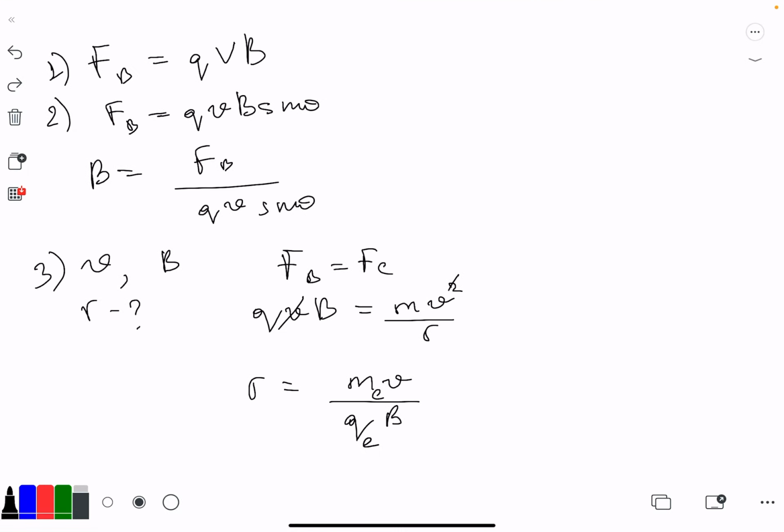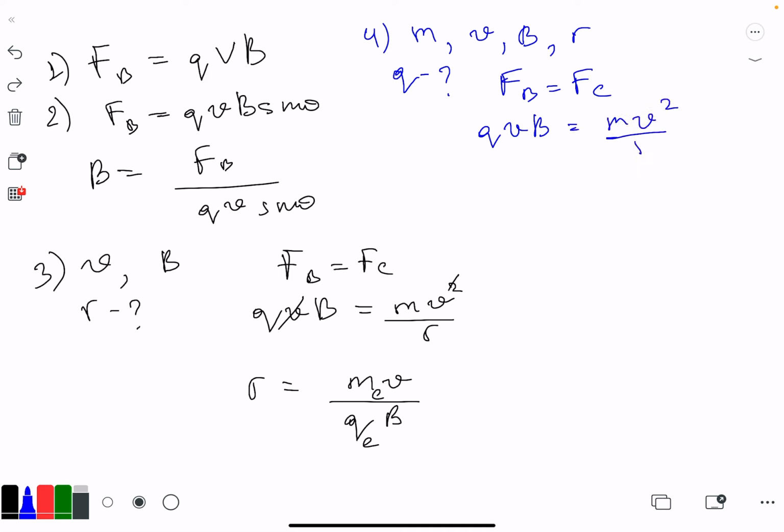So in this problem, let me write it down. The mass is given, the speed is given, the magnetic field is given, and the radius is given. So you have to find the charge Q. Again, using the same formula where F_B is equal to F_C, QVB is equal to mv squared over R. So v cancels, and Q is equal to mv over BR. So basically you have everything. When you substitute, you should get the answer.